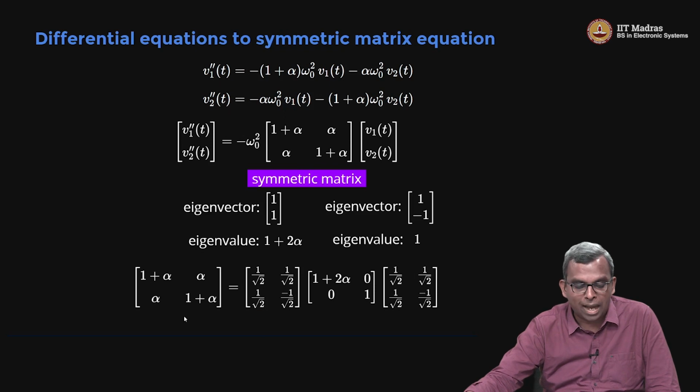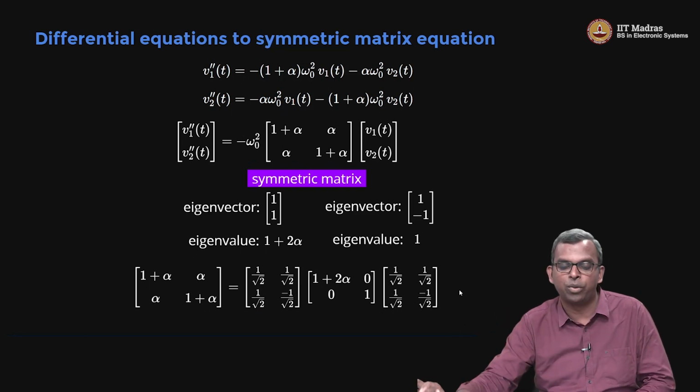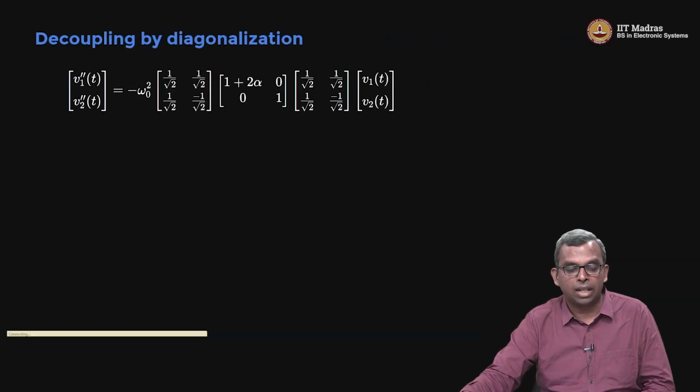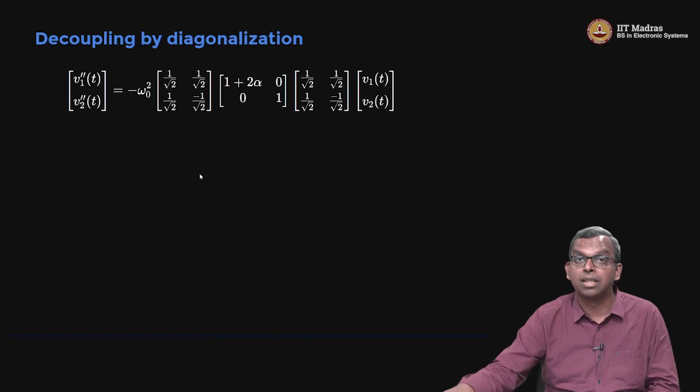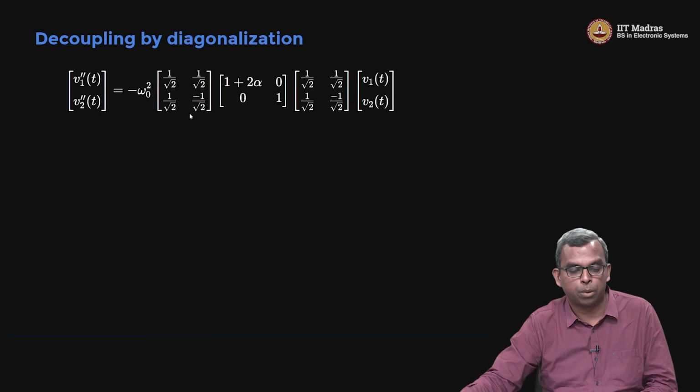So I have now managed to get rid of the off-diagonal element. This alpha has become 0 here, but I have these orthonormal matrices multiplying, but that is not a big deal. I know I can do a change of variable to take care of that. So that's what we're going to do next. This is the decoupling by orthonormal diagonalization. That's also very important.